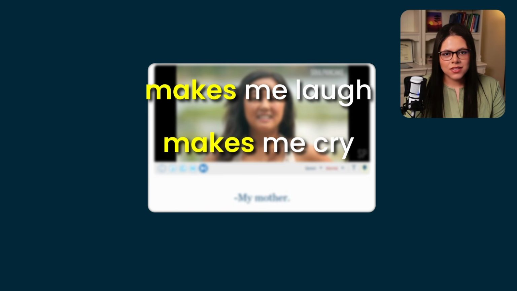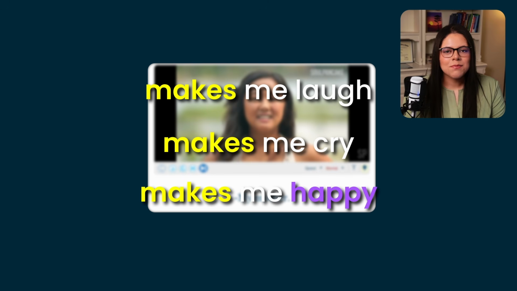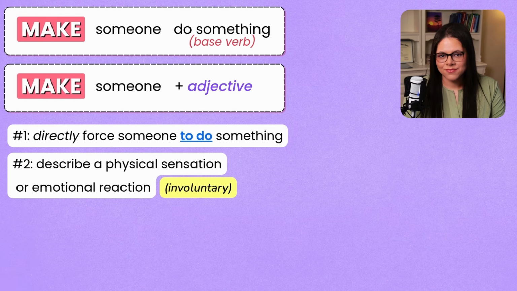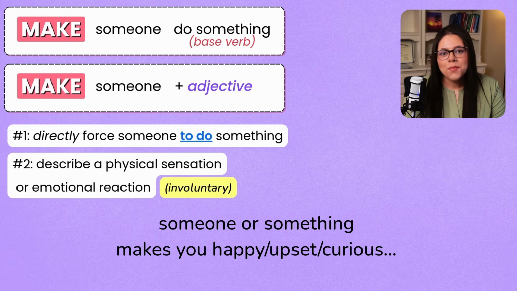Makes me laugh, makes me cry. But the last one is a little different. Makes me happy. This is not a verb. This is another possible sentence structure with an adjective. If someone or something makes you happy or upset or curious, then it causes you to have this emotional reaction.